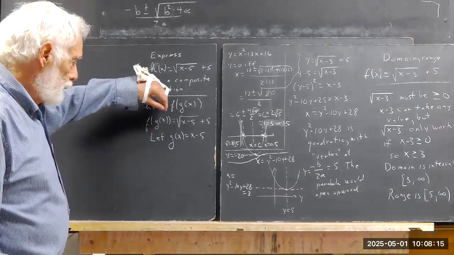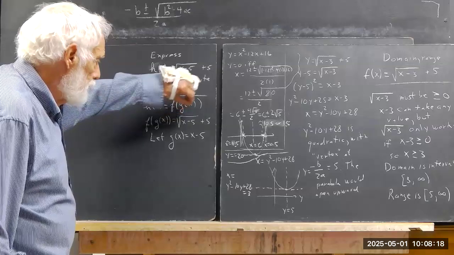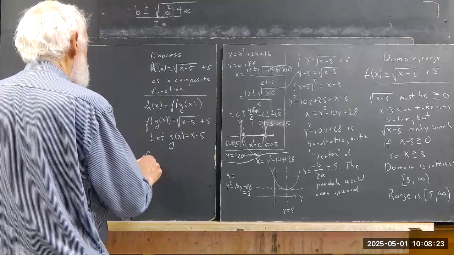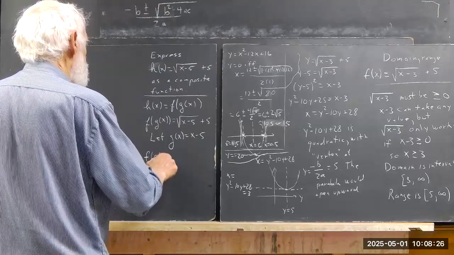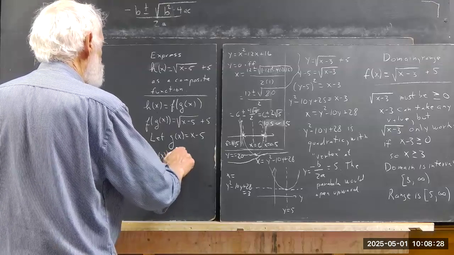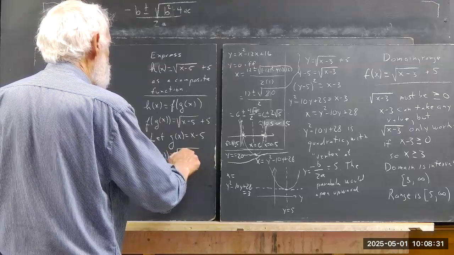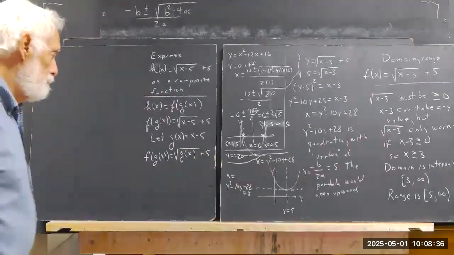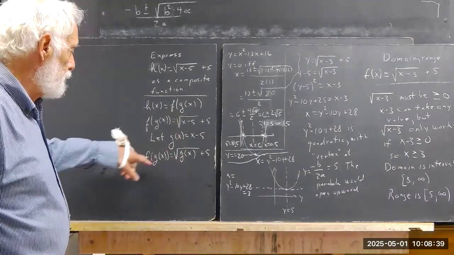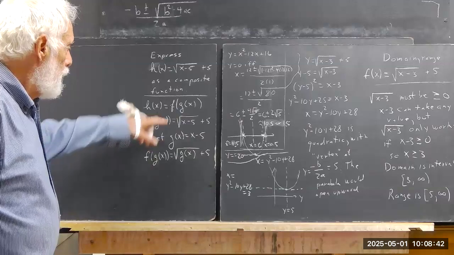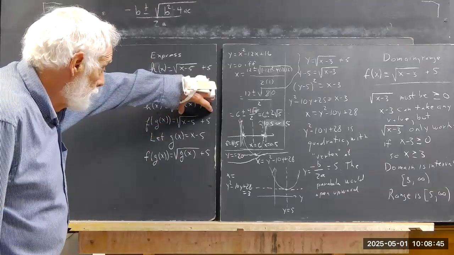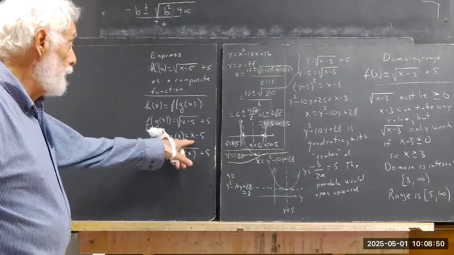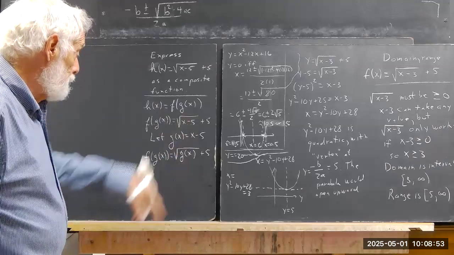Then what happens to x minus 5? We take the square root of it and add 5. So I'm going to write this. f of g of x should then equal the square root of g of x plus 5. Okay, if I replace x minus 5 with g of x, then f of g of x, in order to equal this expression, has to be the square root of g of x plus 5. If g of x is anything but x minus 5, this is not going to equal this.